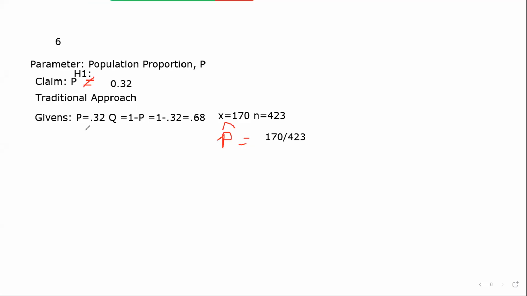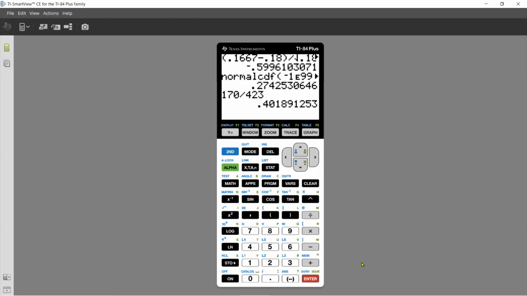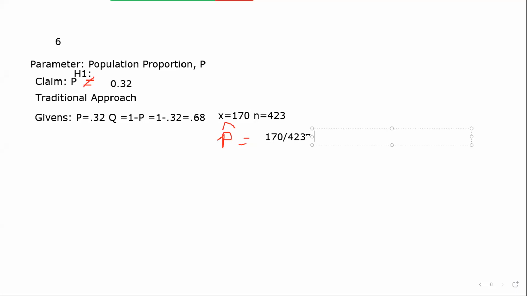All right, so resuming from where we were, the givens are P equals 0.32. Q is 1 minus P, which is the complement, which is 0.68. And we were computing the sample proportion, which is P hat, 170 over 423. So I'm going to share that on my calculator here. This is 170 over 423. And if I take this to 4 places, I have 0.4019. So P hat is going to equal 0.4019. And I'm going to just tuck that under here.